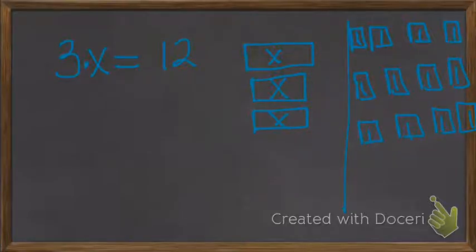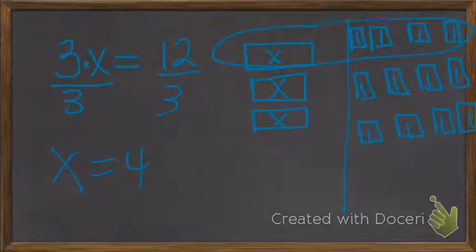Okay, so we're going to undo this multiplication by division. If you're looking at your tiles, you want to group them into 3 groups. So 3 even groups. So 1x gets 4, this one. You think with the tiles, if 3x equals 12, then how many ones are in each group? There's 4 ones in each group. Okay?